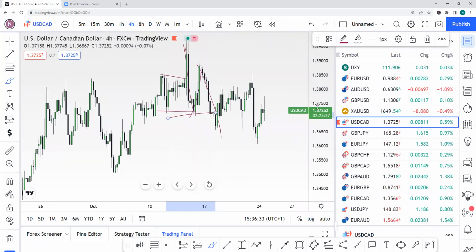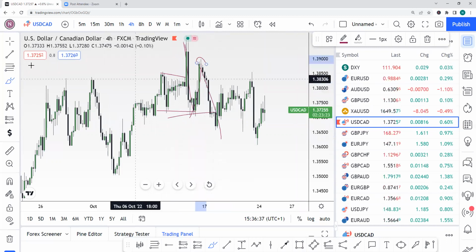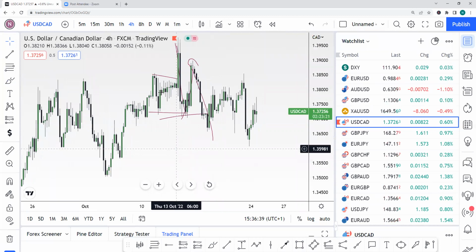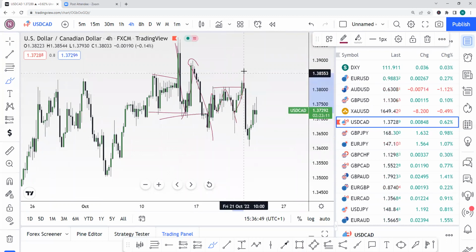So what did I say that you take note of? When you break structure, take note of the pullback that broke that structure. So you are going to take it. So right now, can you see? You see this equal top here? The market broke that equal top and came down.